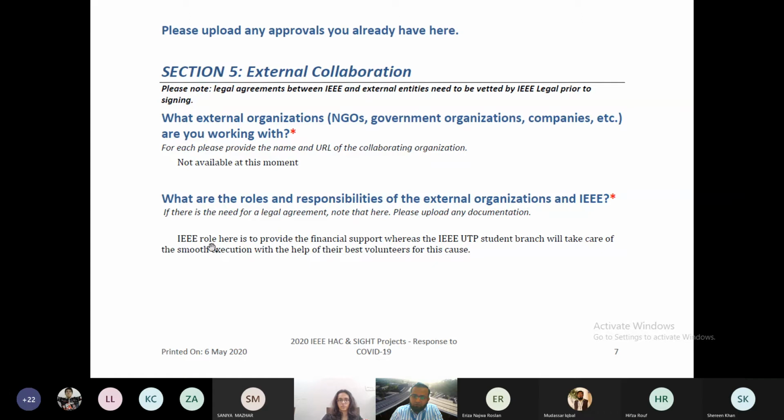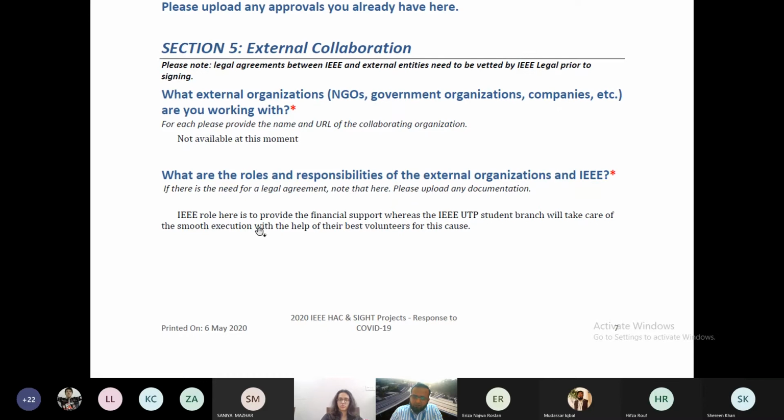What are the roles and responsibilities? Over here you define what the role of IEEE is. Let's suppose IEEE PNEC, what would be the role? And what would be the role of IEEE, and the role of the section; you just mention it there. Here the IEEE role is to provide the financial support. Means I'm asking IEEE HAC to give me the financial support.